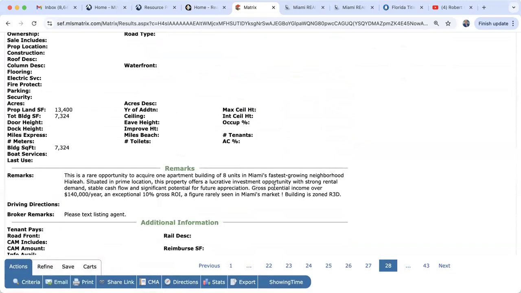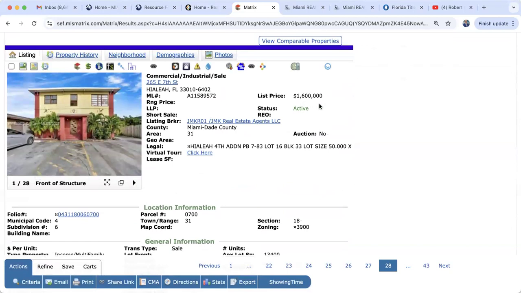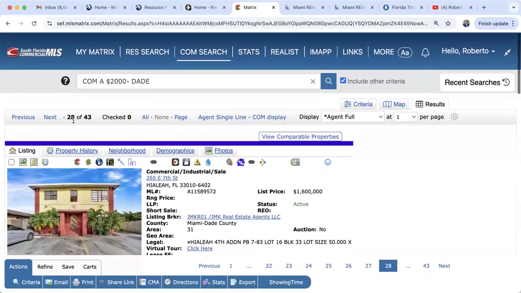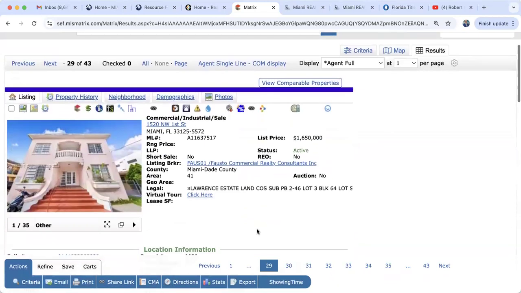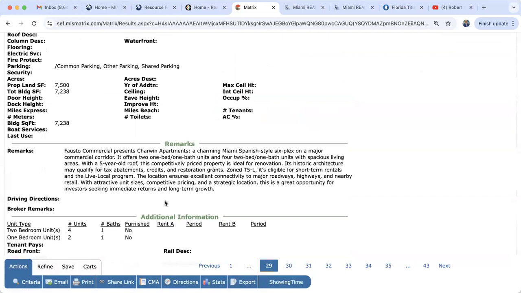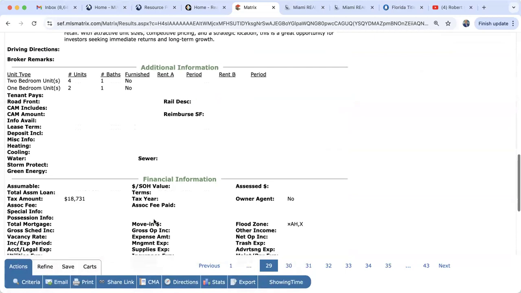Okay, so here's one that says gross potential income over 140 a year. If that's true at 1.6, it's a really good deal, because 140,000 is really close to 10% of 1.6. So this is going to end up being a really good deal. So learn how to basically look at the properties. This is 1.65 and see what the potential returns are before you actually analyze the property further using RPR.